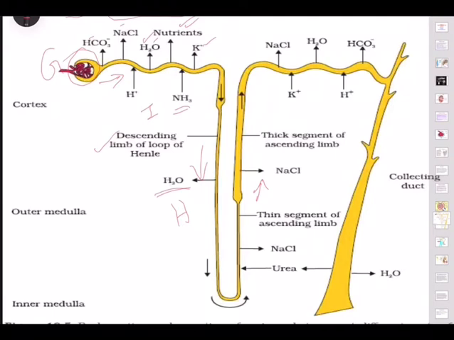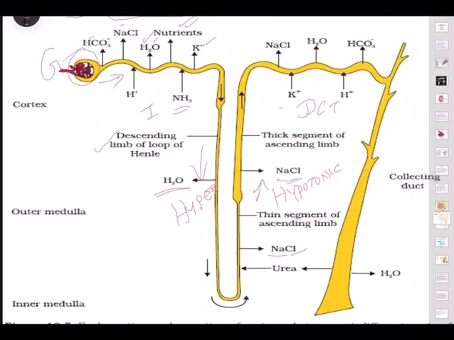The ascending limb of the loop of Henle is impermeable to water, but permeable to K plus, Na plus and Cl minus. Look at this. It is also partially permeable to urea. So the filtrate becomes hypotonic. I will write here it is hypertonic, whereas in the ascending limb of the loop of Henle it is becoming hypotonic to blood plasma.